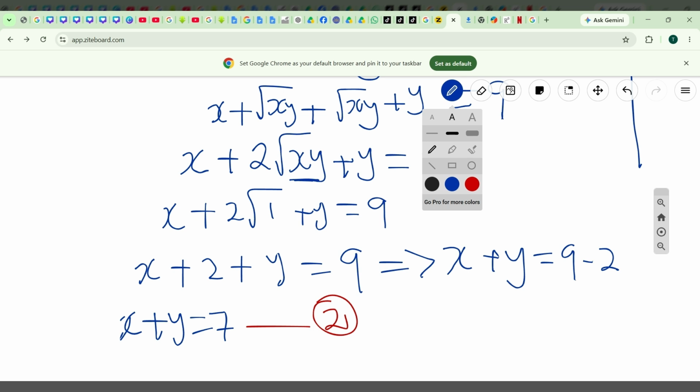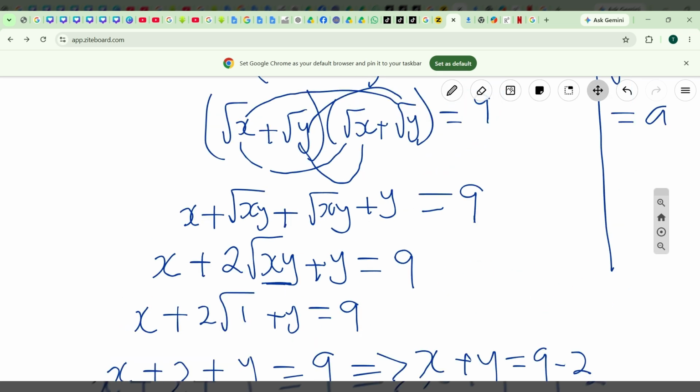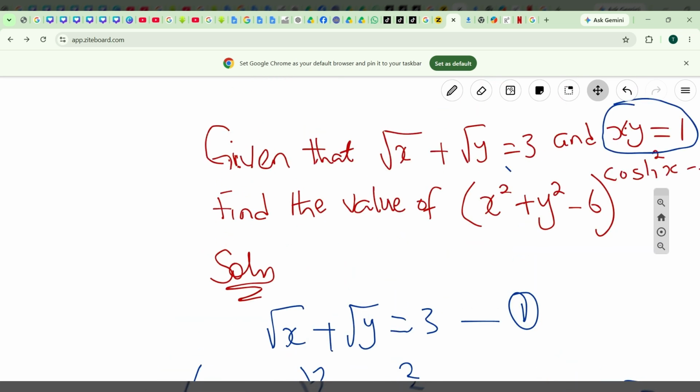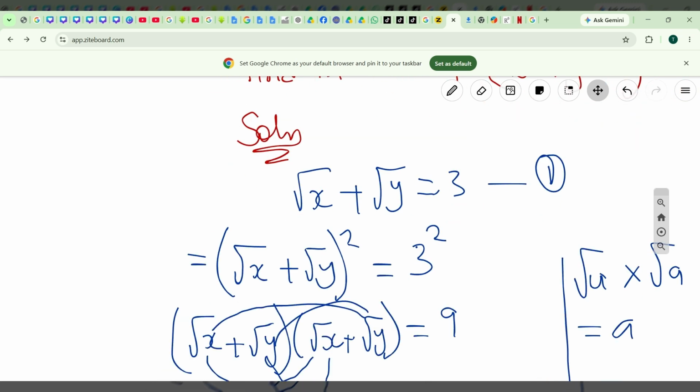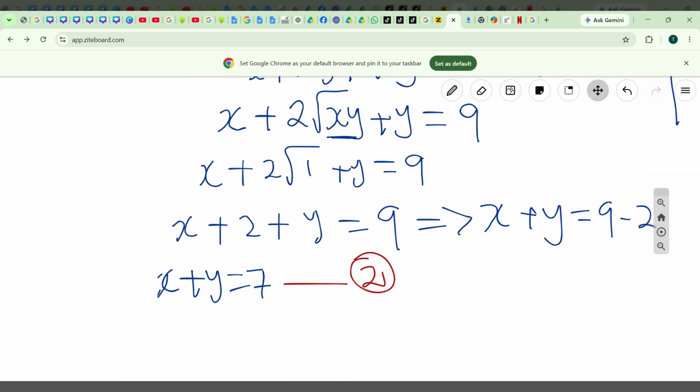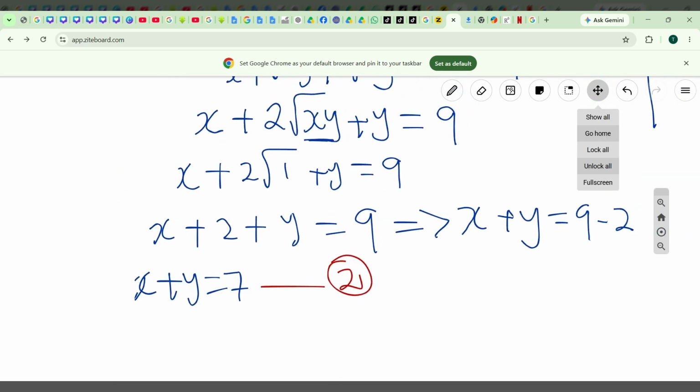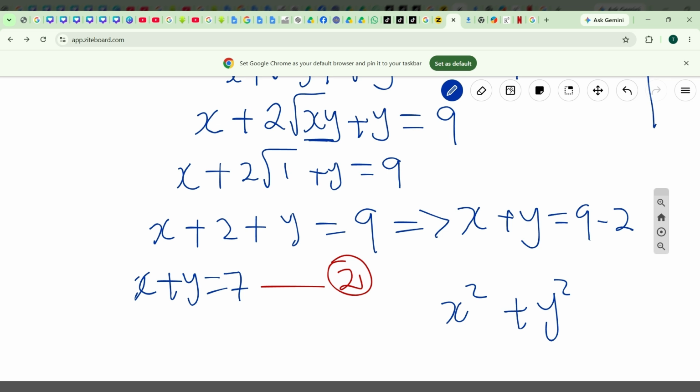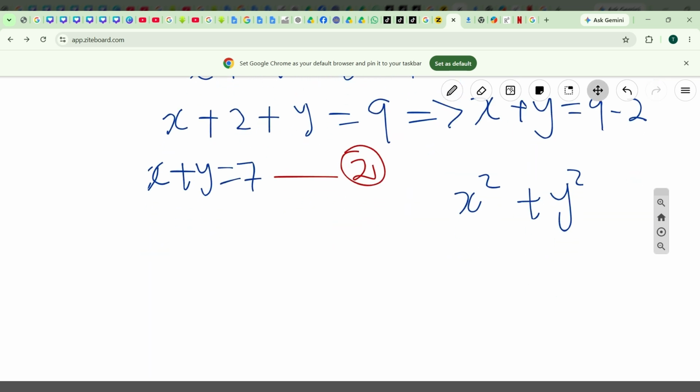All right, so we've gotten equation 2. Now, the next thing we need to do is find what x squared plus y squared is. What we only have here is x plus y, but we are looking for x squared plus y squared. That's what we're looking for, and if we want to get that, we need to use an identity.